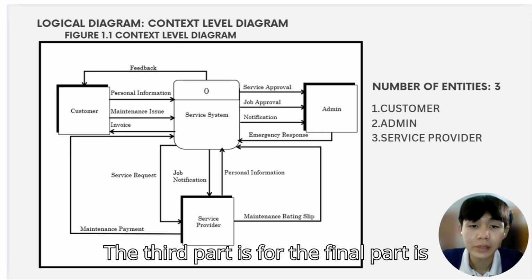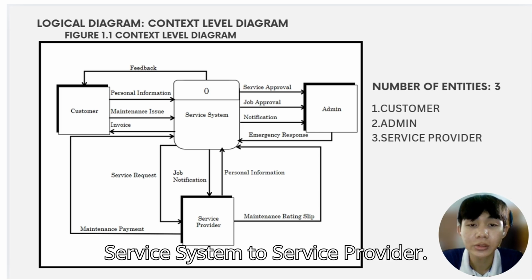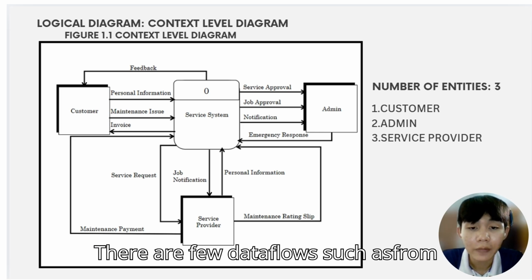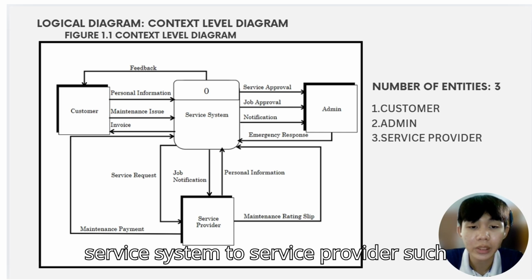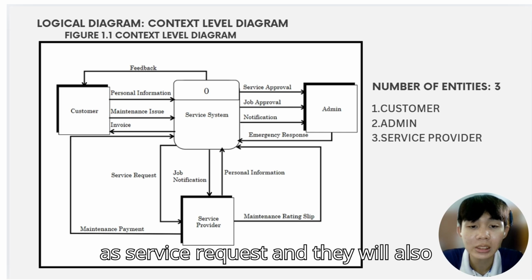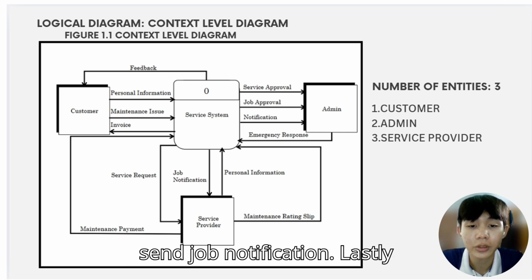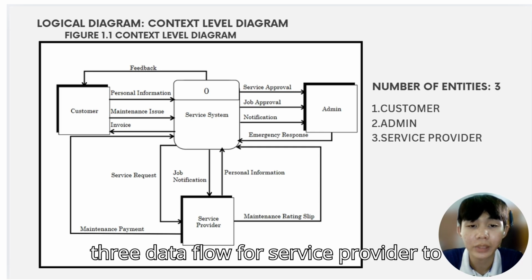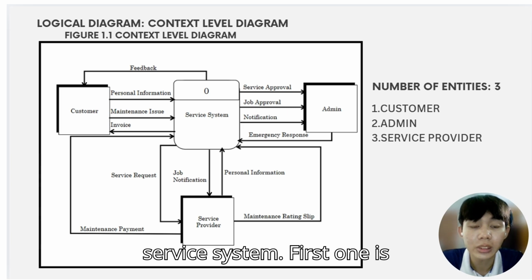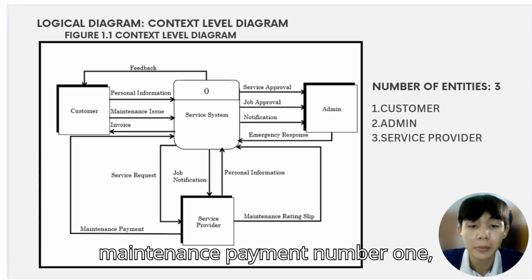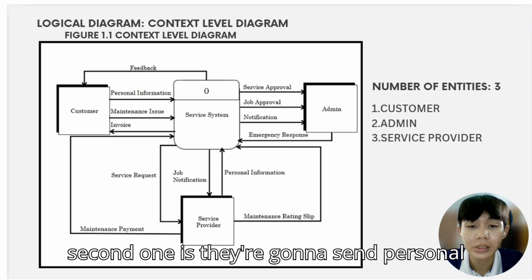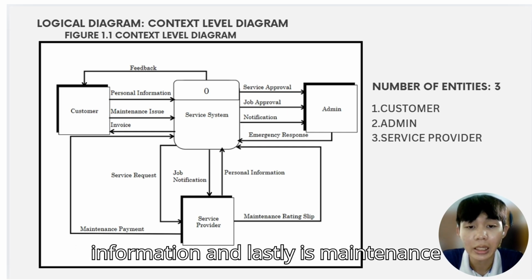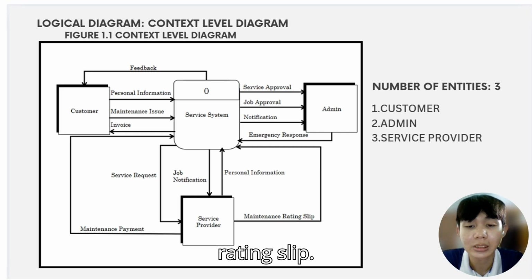The final part is service system to service provider. There are a few data flows from service system to service provider, such as service request, and they will also send job notification. Also, there are three data flows from service provider to service system. First one is maintenance payment. Second one is they send personal information, and lastly is maintenance rating slip.